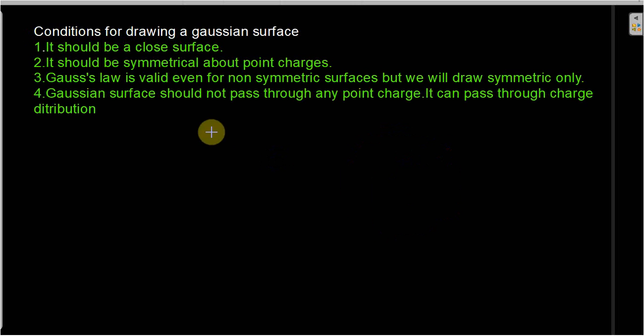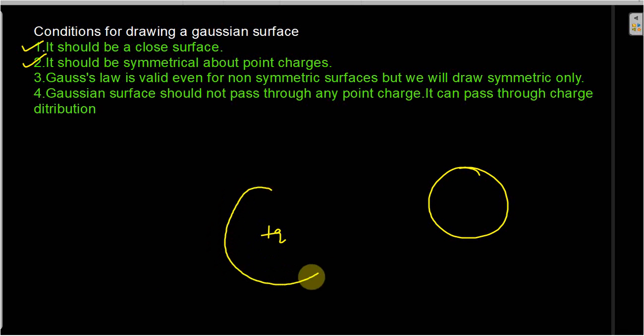To derive the Gauss theorem, we need to draw a Gaussian surface. Some properties are there for a Gaussian surface. The first one is that it should be a closed surface. When we have to apply the Gauss theorem, at that time the surface should be closed. This is the first condition. The second one is that it should be symmetrical about the point charge. If we have a positive Q charge and we want to draw a Gaussian surface, it should be symmetrical from everywhere. The distance from the Q charge should be the same, symmetrical.